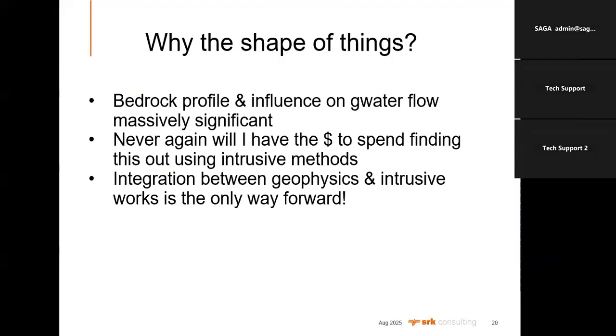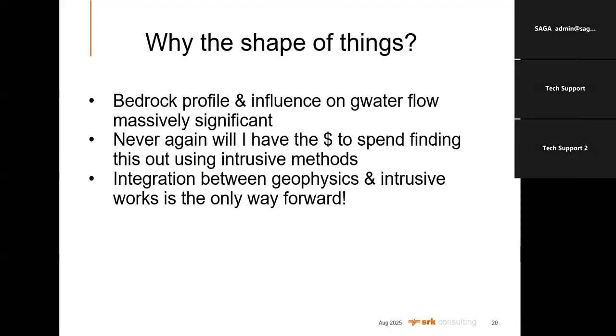What happened on this site was that the bedrock profile and the influence on groundwater, what the dewatering would look like and the environmental impacts of the dewatering, is a big thing. So what I'd like to point out is that I don't think in my career I'll ever be able to spend the money on drilling that I did on this site ever again. In fact, I would be lucky to get 10% of that money on any other site, be it a tailings dam or whatever you want to imagine.